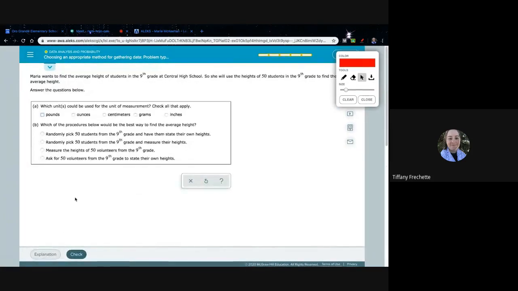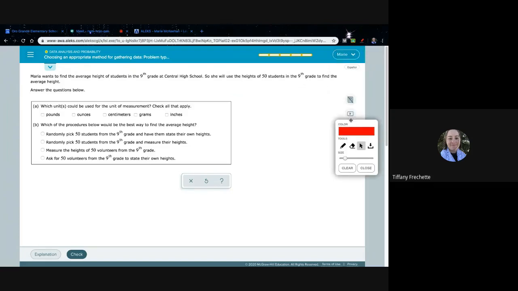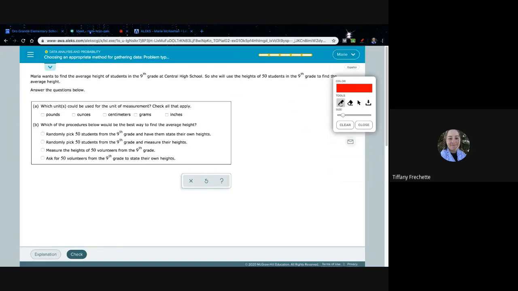Let's try that again. So Marie wants to find the average height of students in 9th grade at Central High School. She will use the heights of 50 students in the 9th grade to find the average height. So which of these could be used? So all that apply, if we're thinking of height, then we want length. So pounds has to do with weight. Ounces also have to do with weight. We could do centimeters, kind of weird, but we could. Grams have to do with weight, but we could also do inches. So we could actually do both of these since we want all that apply. Centimeters would be probably odd, but you could.